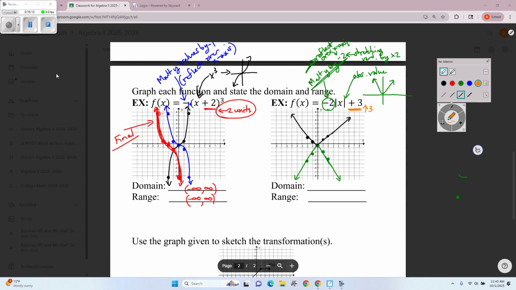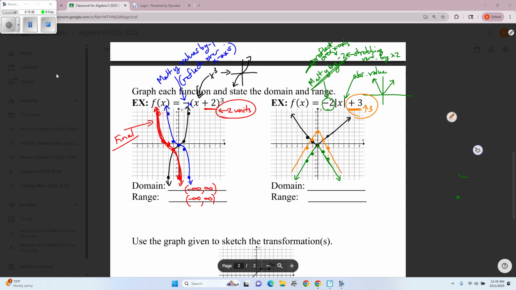So let's go back to our orange color now, taking care of our last transformation. This guy goes up 3. This guy goes up 3. This guy goes up 3. This guy goes up 3. And this guy goes up 3. And so the final product is the orange graph. Again, you could just show me this on your paper by darkening in the final product. So this is the final here.